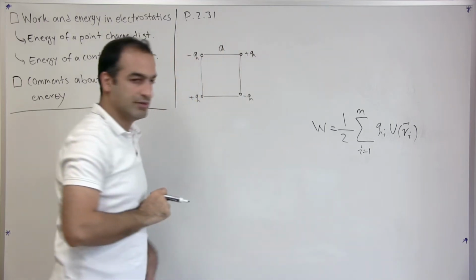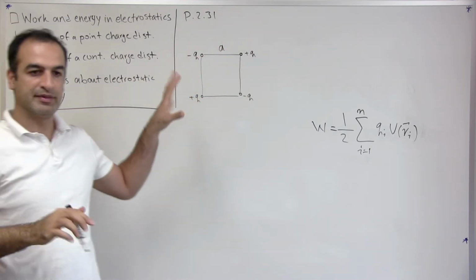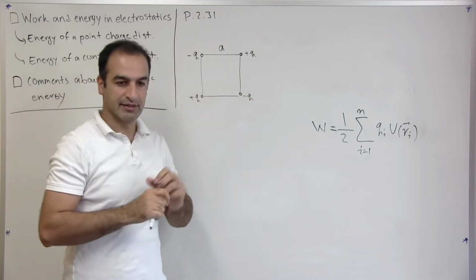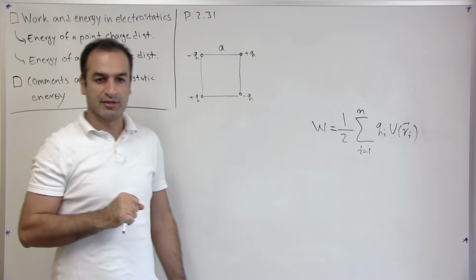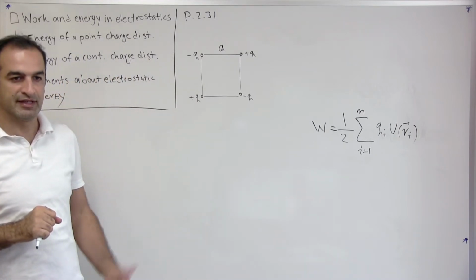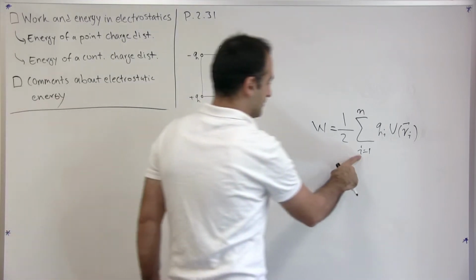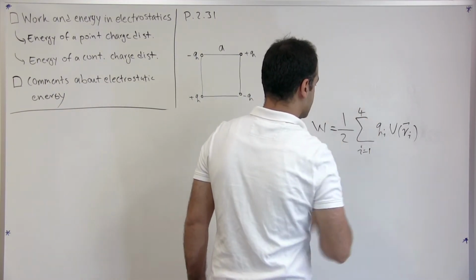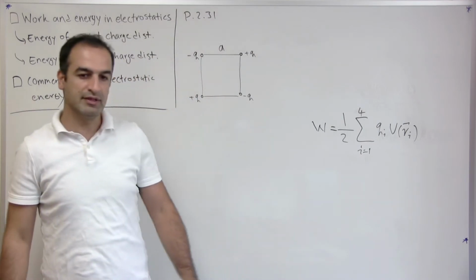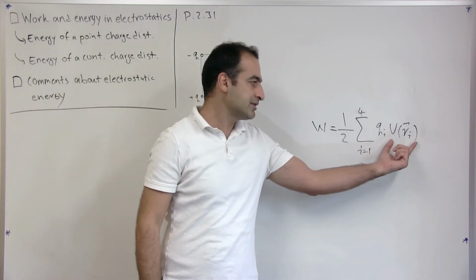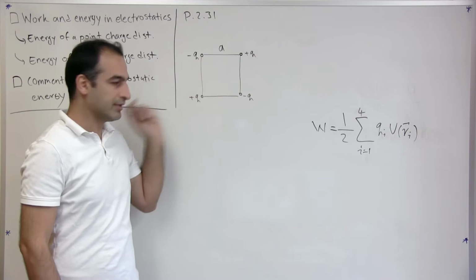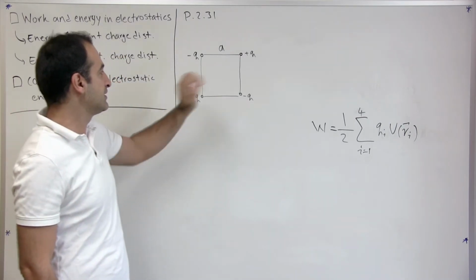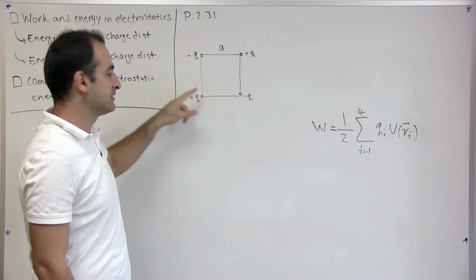Okay, and the question is how much energy it takes to bring all these charges together and keep them in such a setting. So how many charges do we have? We have 4 charges, so i runs from 1 to 4. Then what we need to do is calculate the potential at each of these corners. So what is the potential at the top left corner created by the rest of the charges?